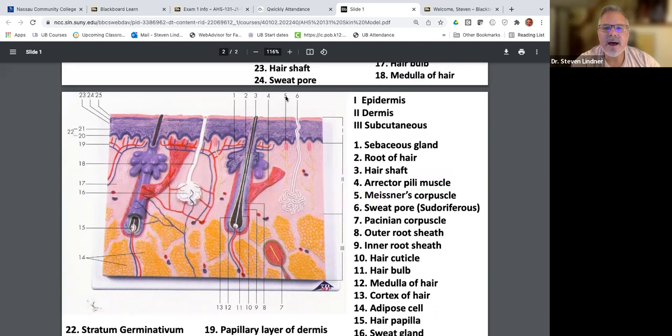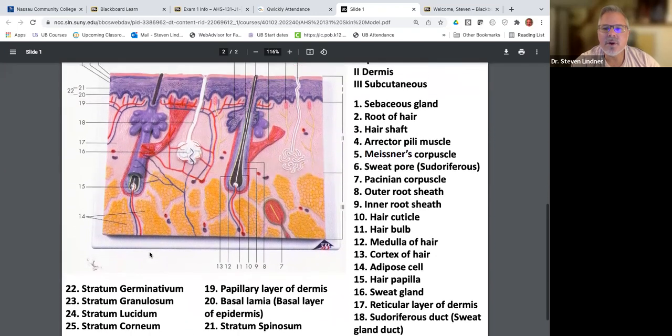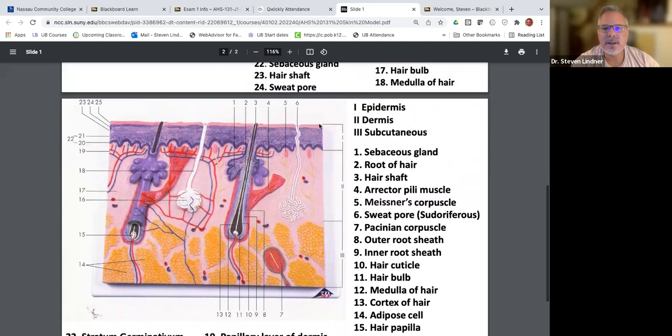Let's look at number 5 up at the top right here. That's your Meissner's corpuscle, which is your tactile corpuscle for light touch, which is different than number 7 down here at the bottom, which is in the hypodermis. Number 7 is the Pacinian corpuscle for deep pressure. Number 14 at the bottom is your adipose cell, which are your fat cells. Okay, if you know those structures, I will be very happy.